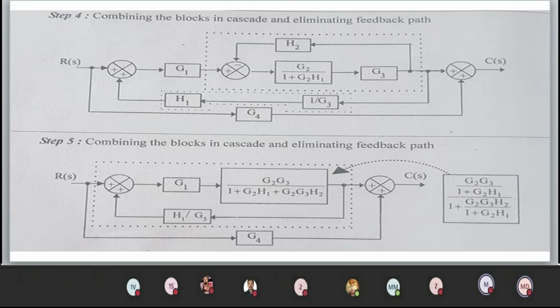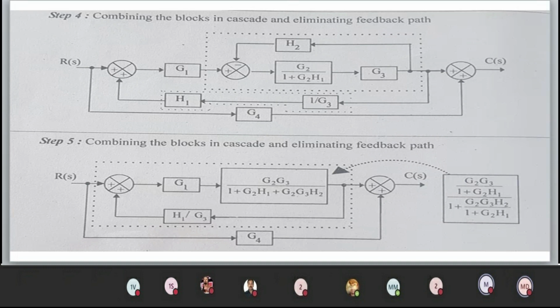You have a feedback path above the block. See, the arrow mark only says whether it is a feedback path or feed forward path. So you can notice from the arrow mark it is a feedback. Since it enters a negative sign, it is a negative feedback. So G2 G3 by 1 plus H1 G2 divided by 1 plus G2 G3 by 1 plus H1 G2 into H2. After simplification, you'll be getting some simple result. That's all.